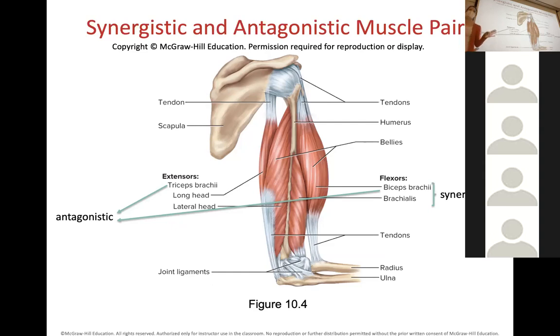So that's kind of a big picture view of how different muscles work together. Just because you're flexing one muscle doesn't mean the other muscles aren't doing anything. There's a lot of muscles actually working together to make any one movement happen.